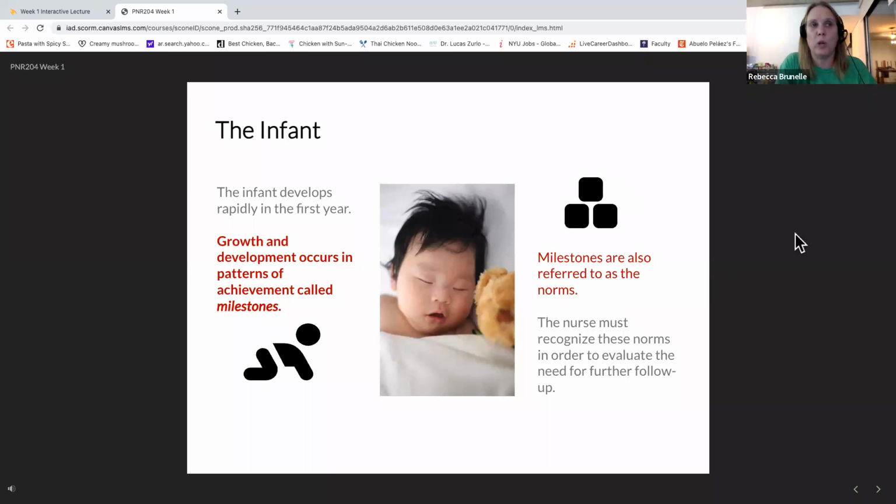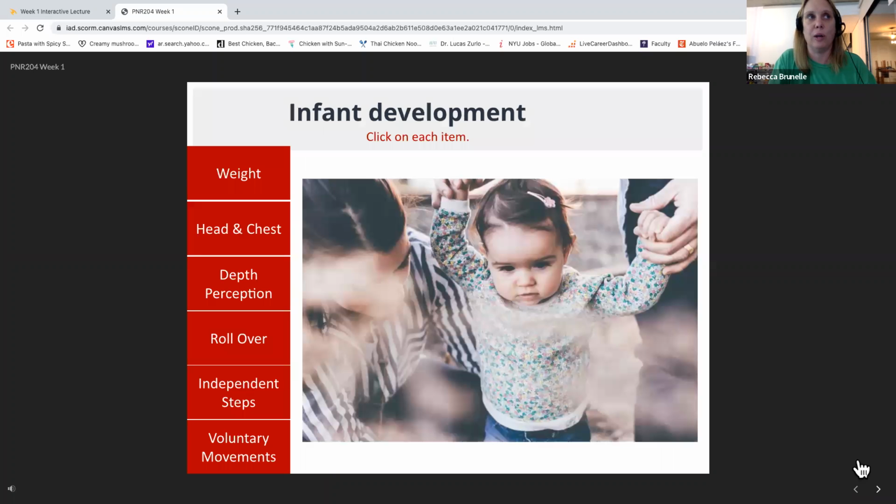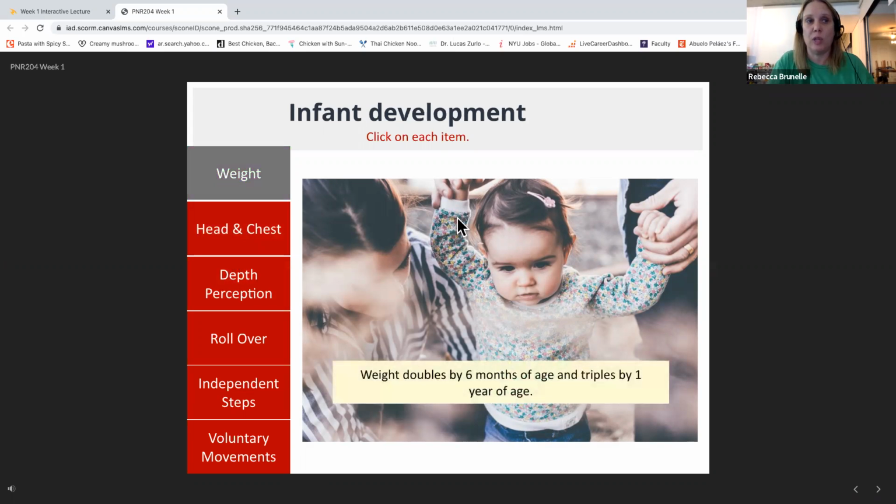So, you know, we talk about this in terms of being able to track whether or not they're meeting their milestones appropriately and intervening if they're not. So this is some more information going into more detail. So for weight, we told you that it doubles by 6 months, triples by 1 year, and then quadruples by 2.5 to 3 years.